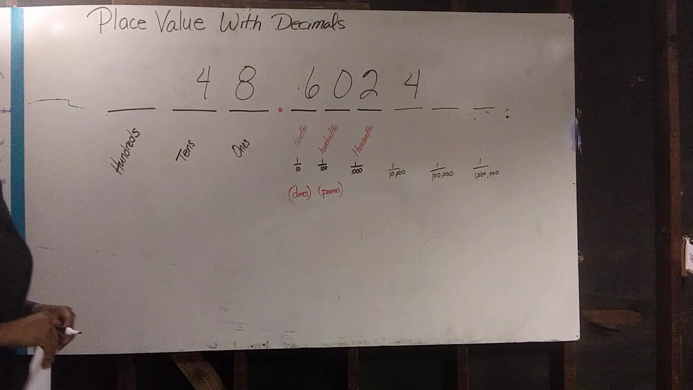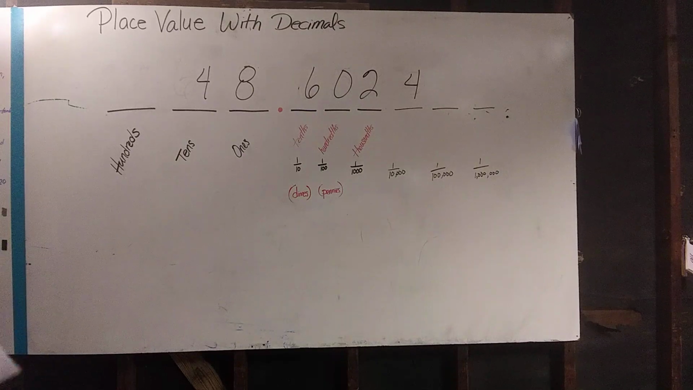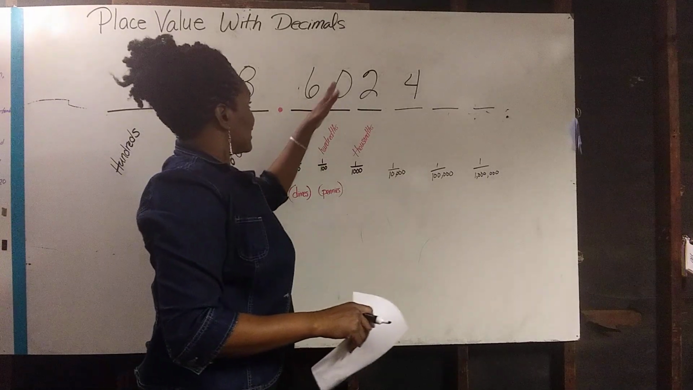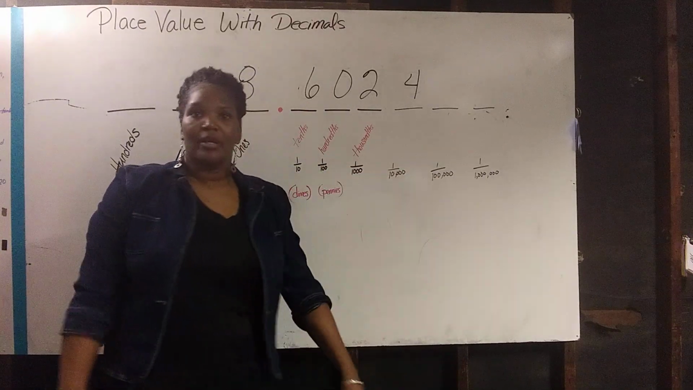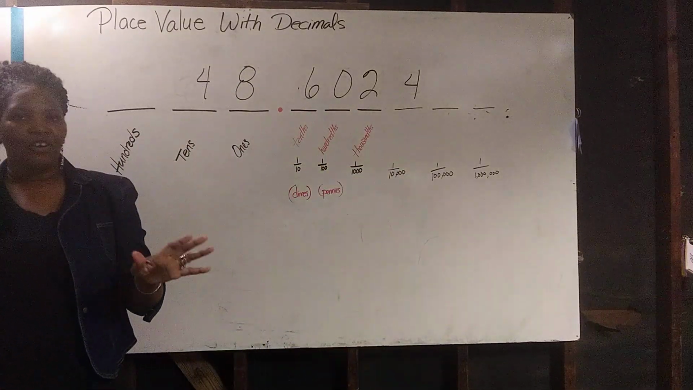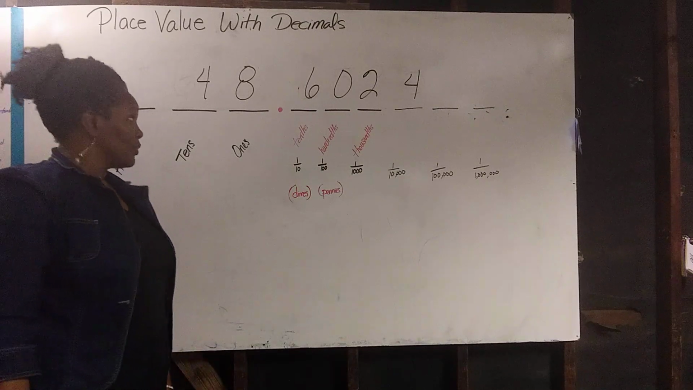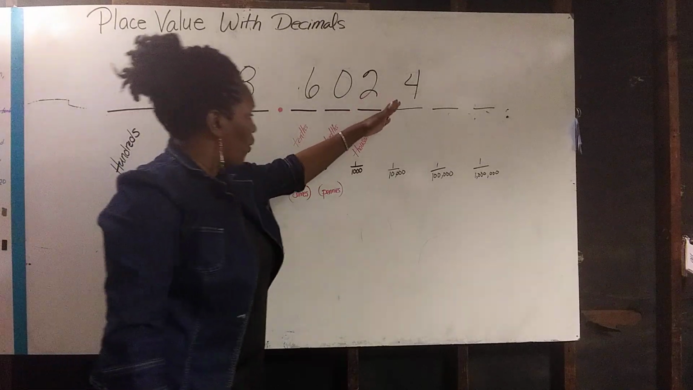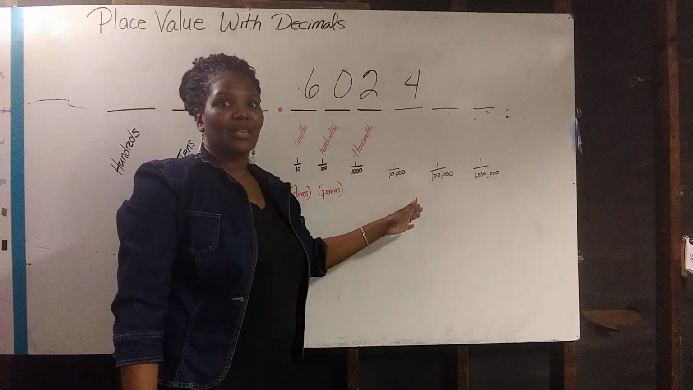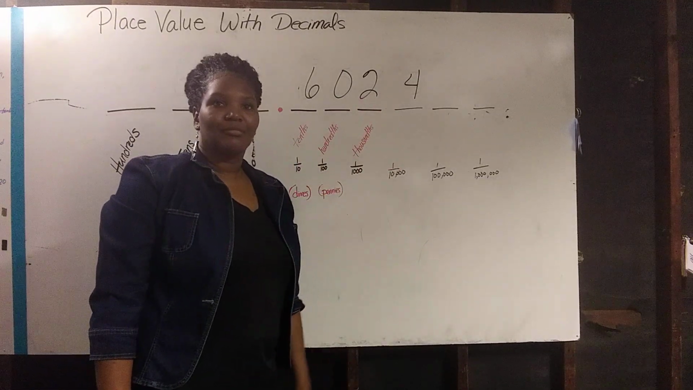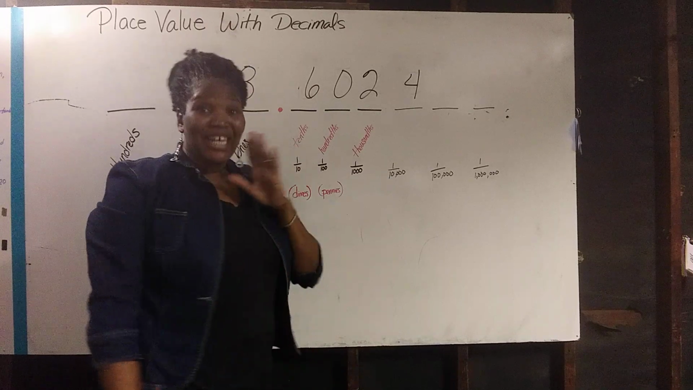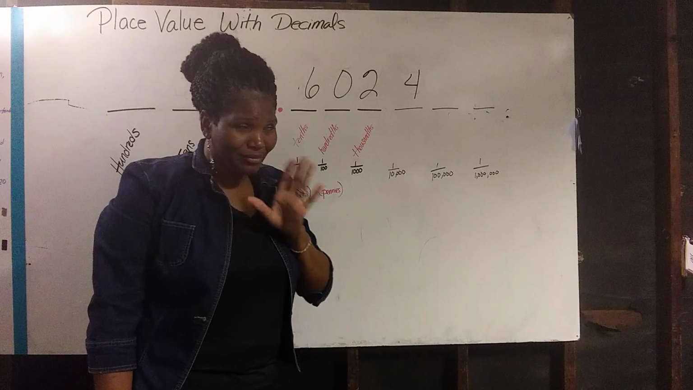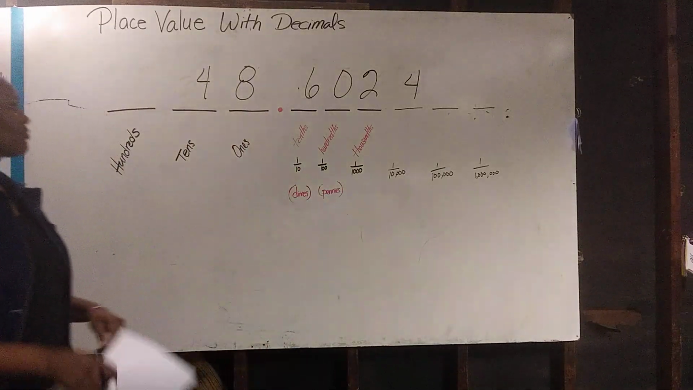Alright. 2 ways we can say this number. We can say 48.6024. If you say that, perfectly fine. Or you can say 48 and 6,024 10,000ths. Okay? But the easiest way is just to say 48.6024. Okay?